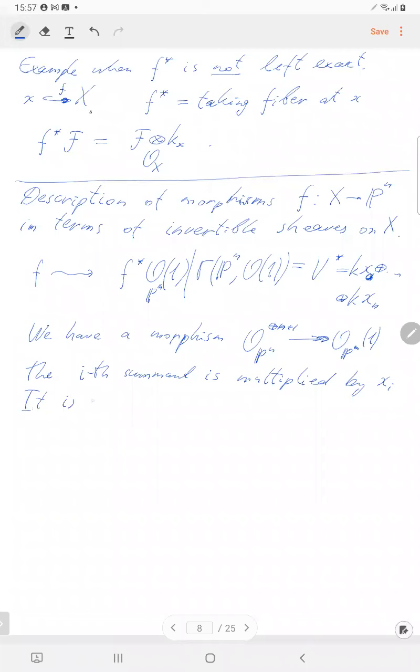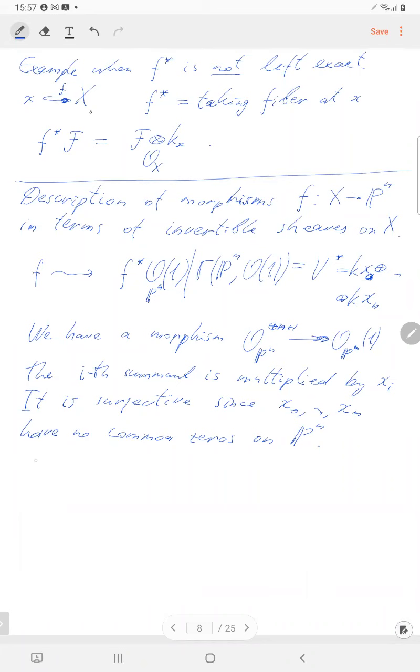It is surjective, since x0 and so on, xn have no common zeros on P^n. Okay, and then the same property continues to hold for the pullback.